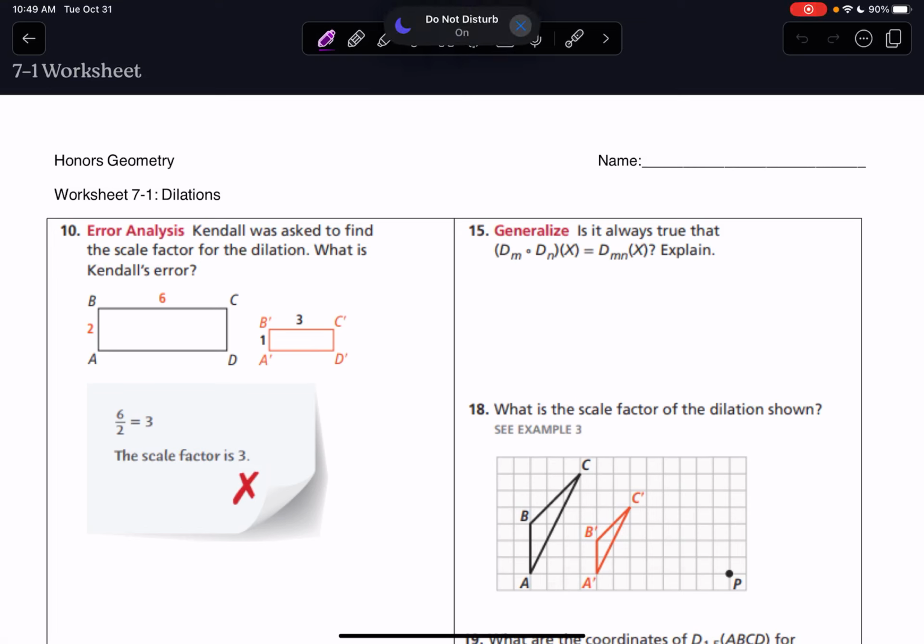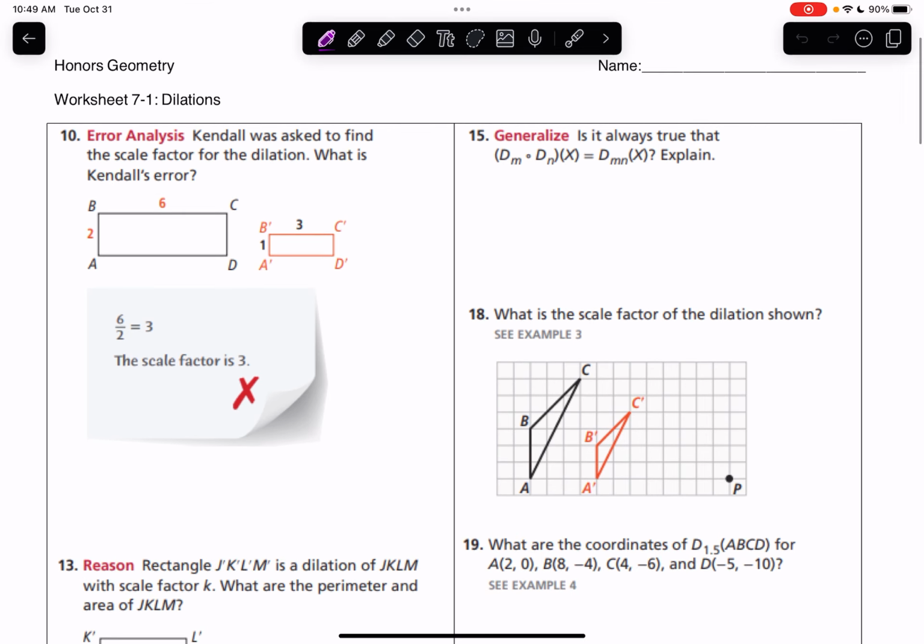Hello everyone, it is time for us to start talking about topic 7, and we're going to start that today with worksheet 7-1, which is all about dilations. Starting with number 10, Kendall was asked to find the scale factor of the dilation.